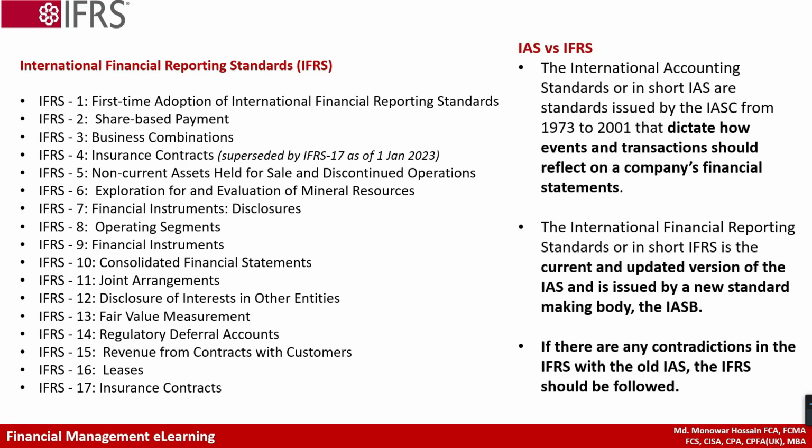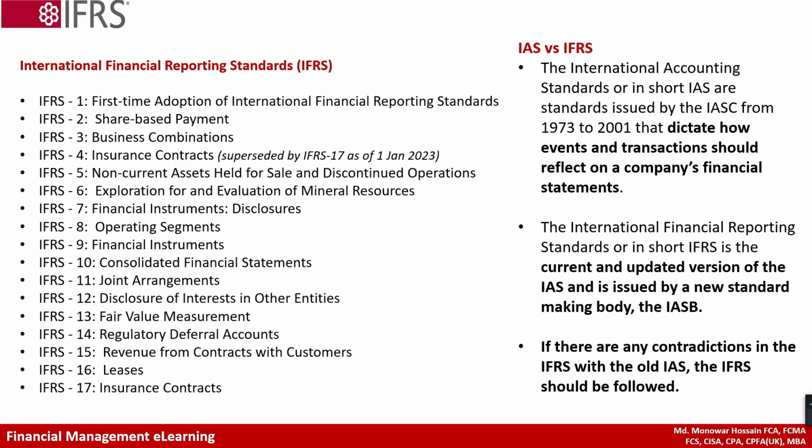So what is the basic difference between IAS and IFRS? Basically, the International Accounting Standards, or IAS for short, are standards issued by the International Accounting Standards Committee from 1973 to 2001 that dictate how events and transactions should be reflected in a company's financial statements. The International Financial Reporting Standards, or IFRS for short, is the current and updated version of the IAS and is issued by the new standard-making body, the International Accounting Standards Board.